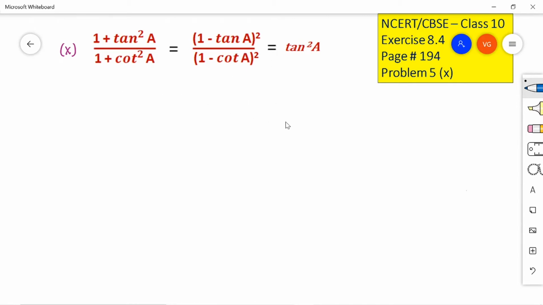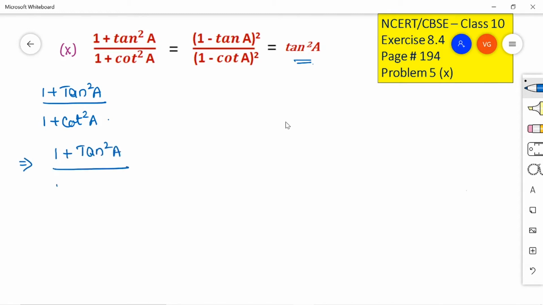Now I'll start solving this taking the first term, (1 + tan² A)/(1 + cot² A). This is the one that they have given. In the answer we have tan² A, so let us try to convert the given problem also into only tans. So 1 + cot² A can be written with cot as 1 by tan.